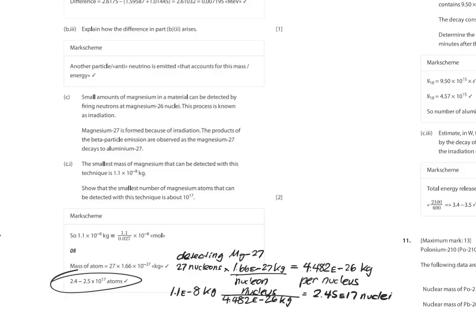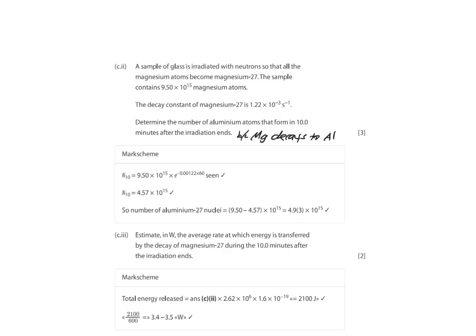Giddy up. And CII says a sample of glass is irradiated with neutrons, so all the magnesium becomes magnesium-27. The sample has 9.5 times 10 to the 15 magnesium atoms. The decay constant is 1.22 times 10 to the negative 3 seconds to the negative 1. How many aluminum atoms are made in 10 minutes after the radiation ends?